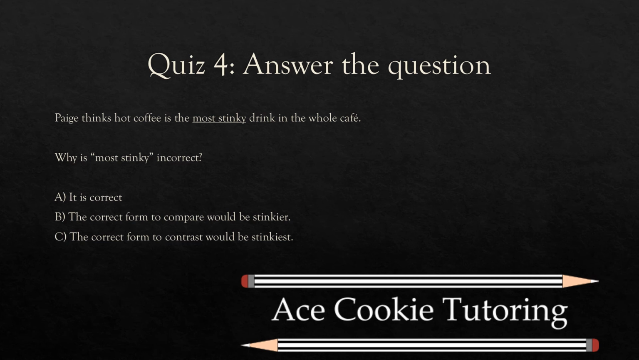So quiz number 4, the correct answer would be C. The correct answer is C, stinkiest, because I have a lot of drinks to compare. I have hot coffee, and then I have the whole cafe. So just like before with the cappuccinos, there has to be more than a couple of drinks or even just one drink available in this cafe. So that means more than 3 things, which means I contrast, which means I add the EST. Now you'll notice I had the correct form in the sentence. I had most. So it's either going to be most or EST.